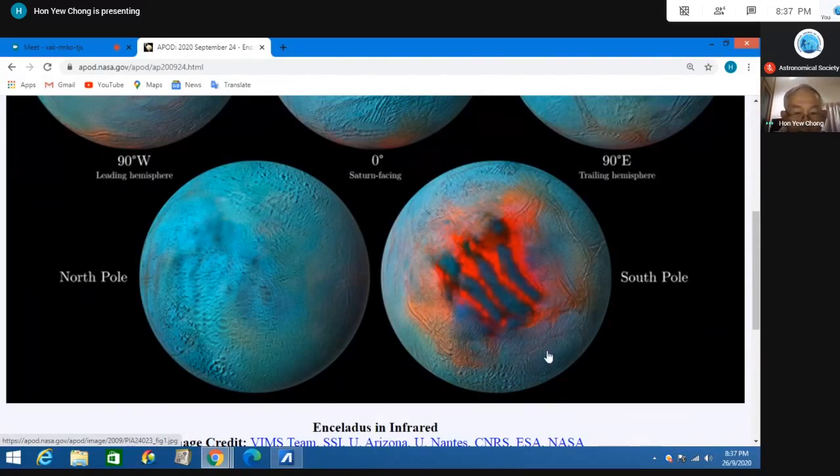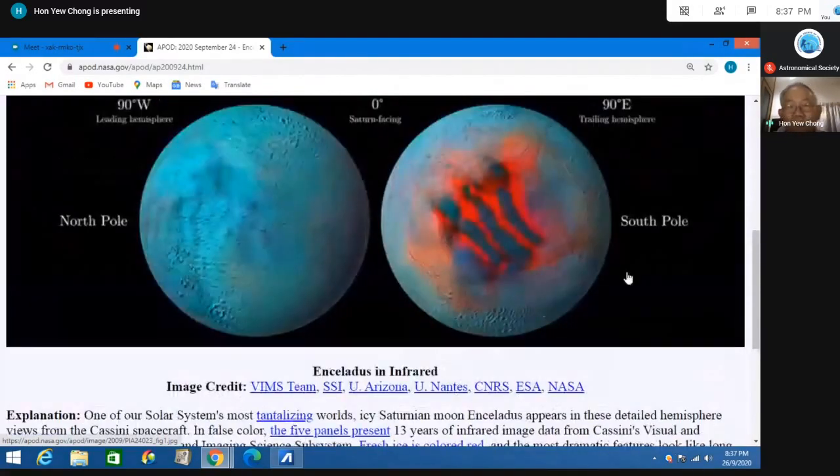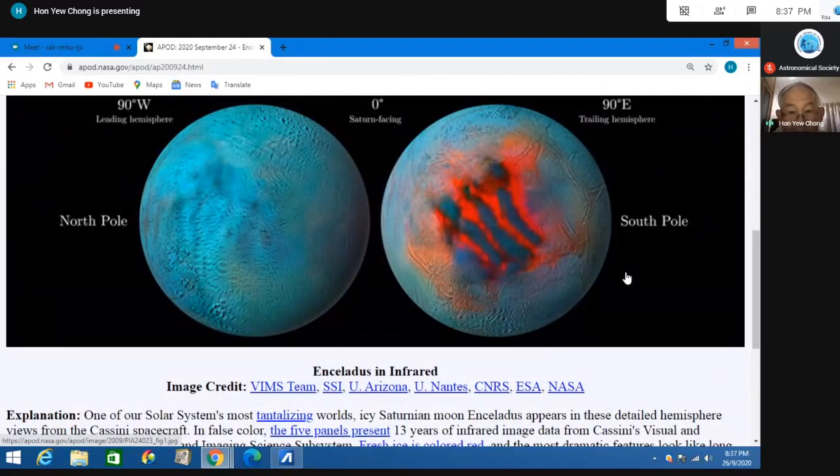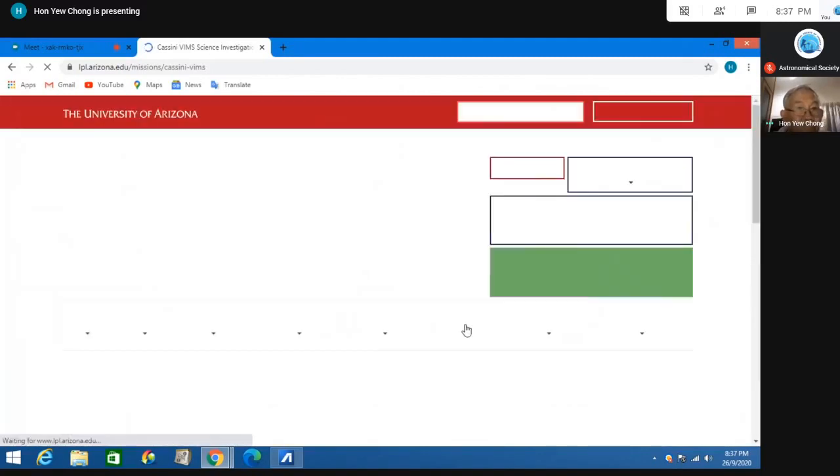But this is Enceladus in infrared, not from the Cassini spacecraft. The Cassini spacecraft is already no more, it crashed into the atmosphere of Saturn many years ago. This was taken from the Earth. By who? By our VIMS team. All right.